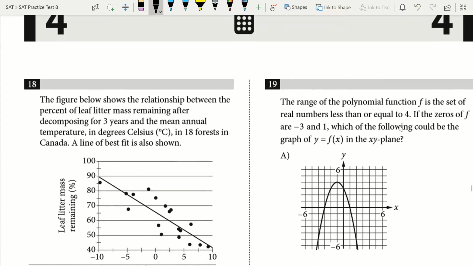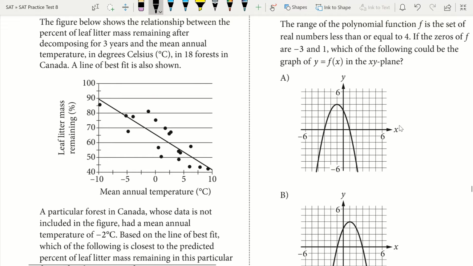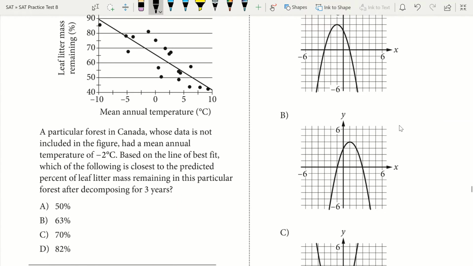All right, question 18. The figure below shows the relationships between the percent of leaf litter mass remaining after decomposing for 3 years and mean annual temperature in degrees Celsius in 18 forests in Canada. Line of best fit is also shown. A particular forest in Canada whose data is not included in the figure had a mean annual temperature of -2 degrees Celsius.